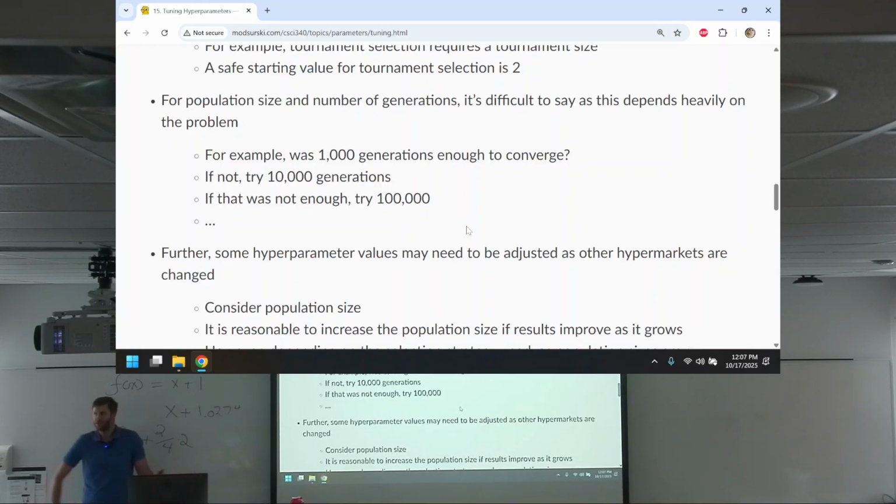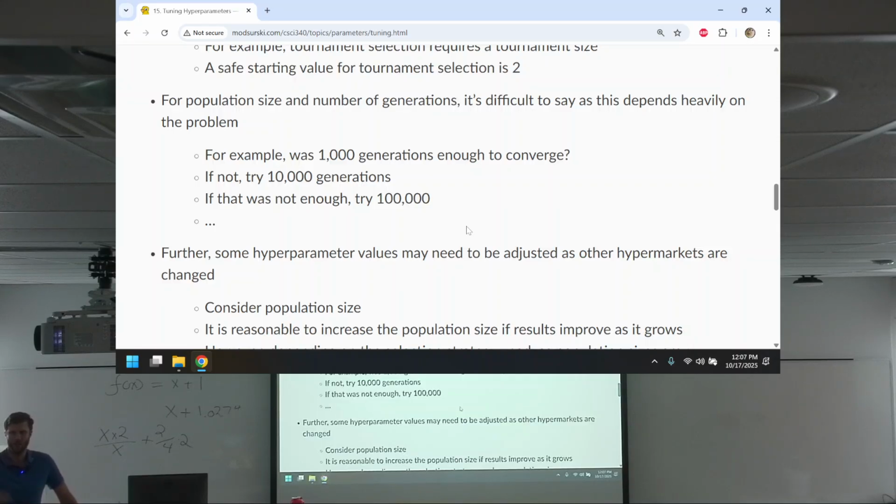For population size, so okay, we set mutation, we set crossover rates. So what about the population size? What about the number of generations? I don't know. Pick a reasonable number, maybe a population size of 1,000, and try 1,000 generations. Plot what you get. What did that learning curve look like? Did it look like it was still learning? If it was, crank up the generations.